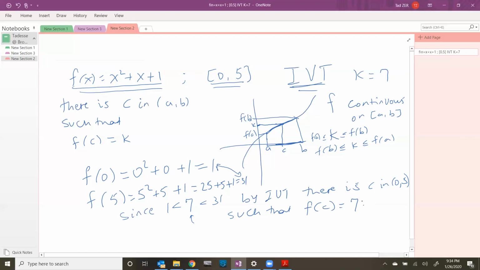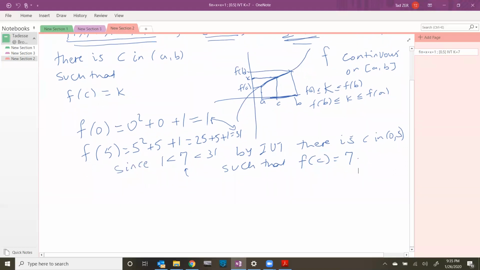That's what the intermediate value theorem tells you, existence only. It doesn't tell you how to find it. If you want to find it, then we have to use other algebraic techniques. But that is what the intermediate value theorem says. There is a number C, at least one C, between 0 and 5, such that the value of f at C equals 7.